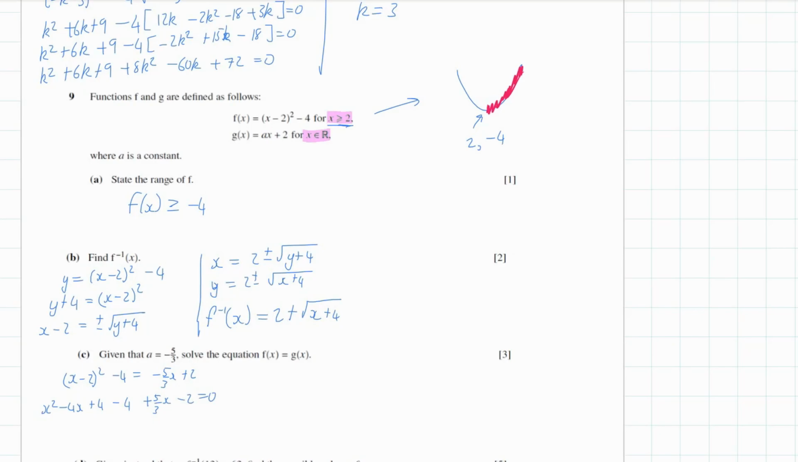Then we are going to add it all up. You know what I'm going to do? I'm just going to times everything by 3. So I get 3x squared minus 12x. The 4 minus 4 is gone, so plus 5x minus 6 equals 0. So you can see that they cancel out. When I times the 5 over 3x by 3, I get rid of the third. Now we can see this is 3x squared minus 7x minus 6 equals 0.